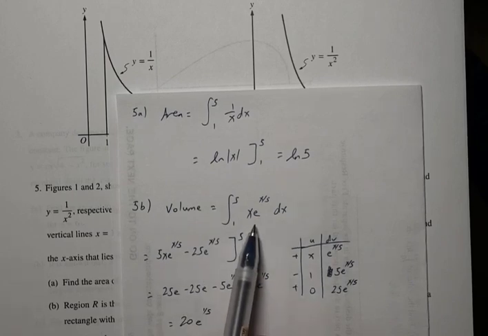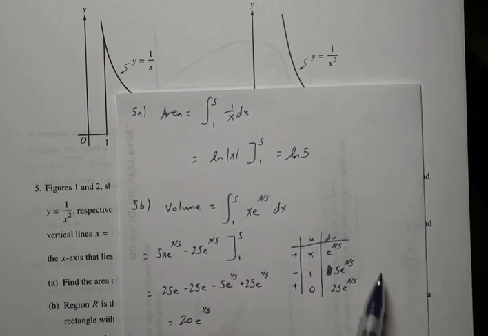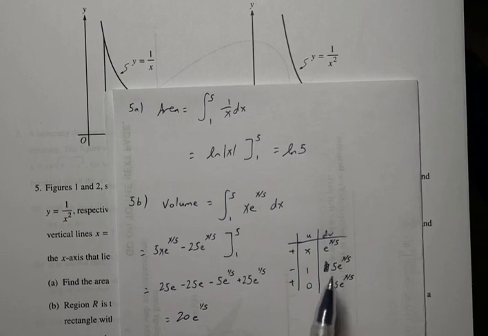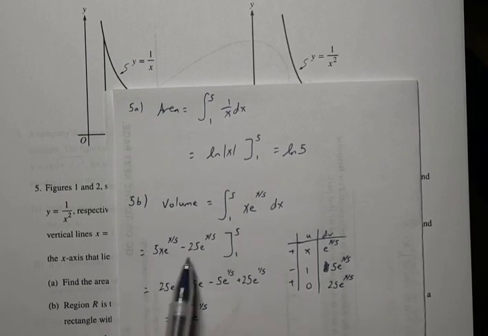1 point for the definite integral. 1 point for doing this stuff here. Tabular method. Okay. And then 1 point for getting to here. If we do the tabular method, looks like, okay? And then 1 point for this final answer, okay?